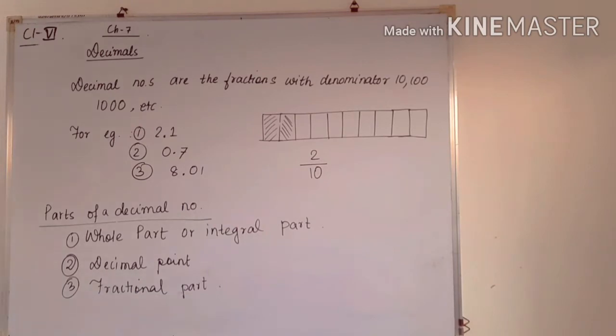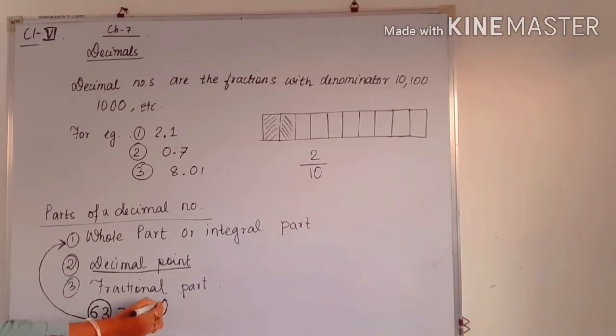Suppose I write a number, 63.347. What will be the whole part? This 63 is called the whole part, so it goes to the whole. The point is our decimal point. And the numbers after the point are called the fractional part, so 347 is the fractional part.